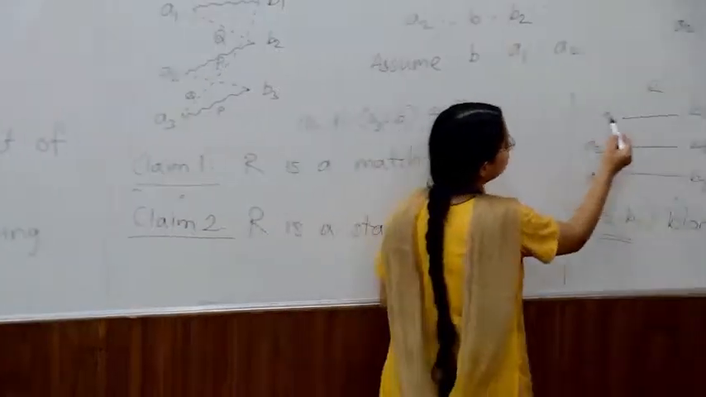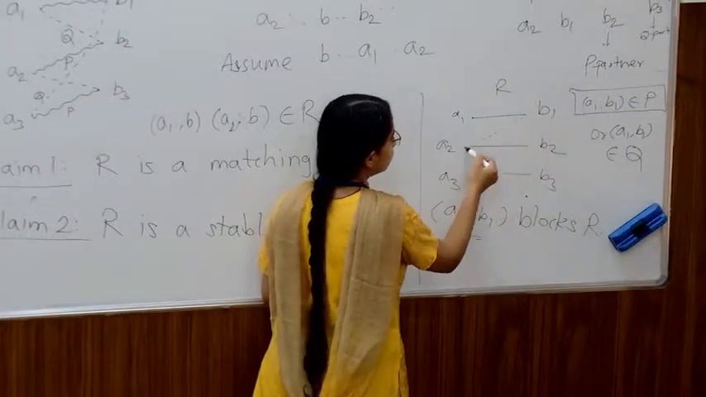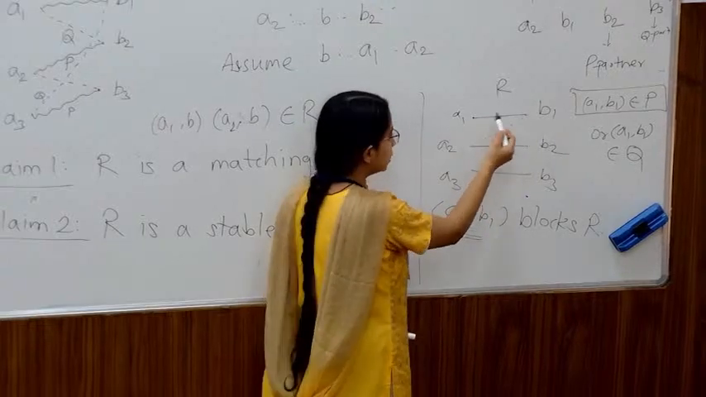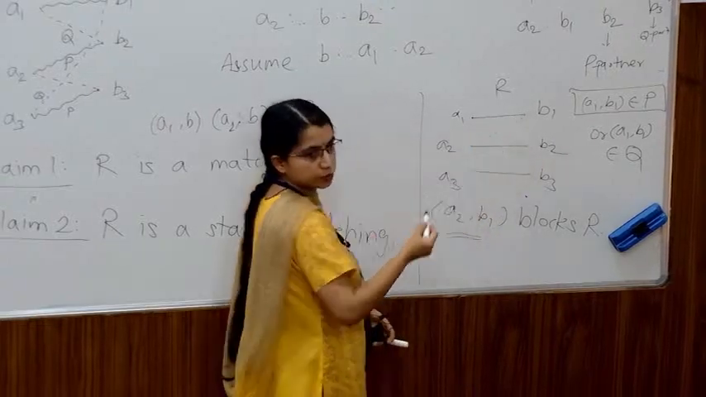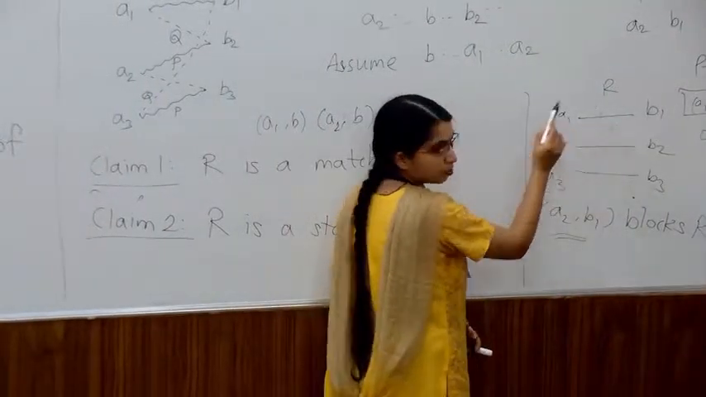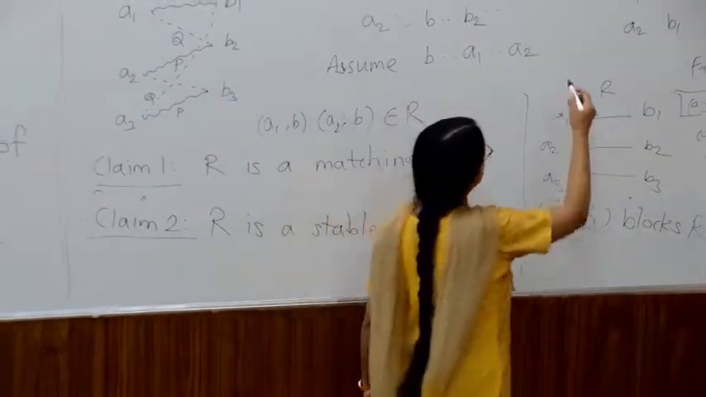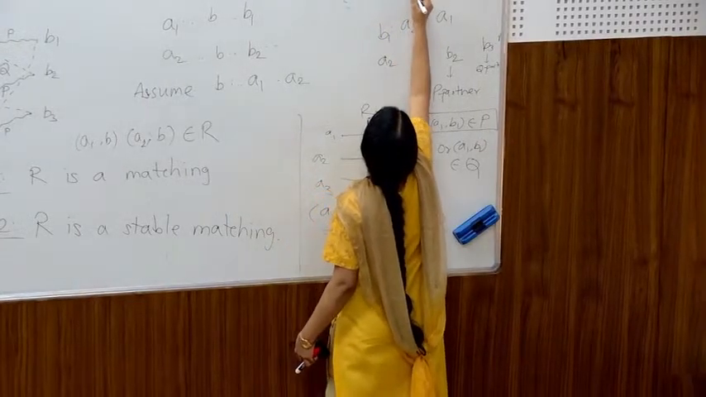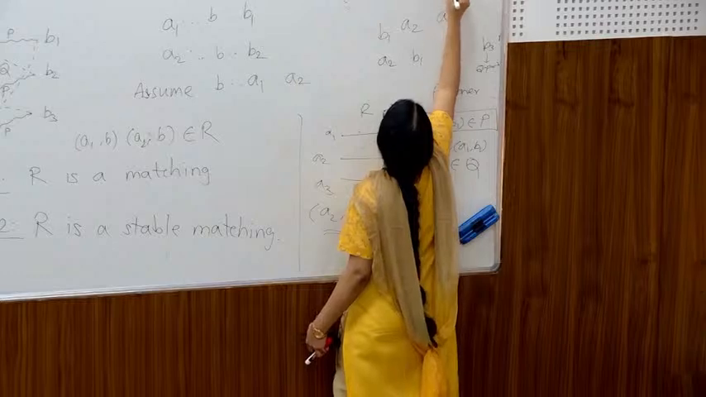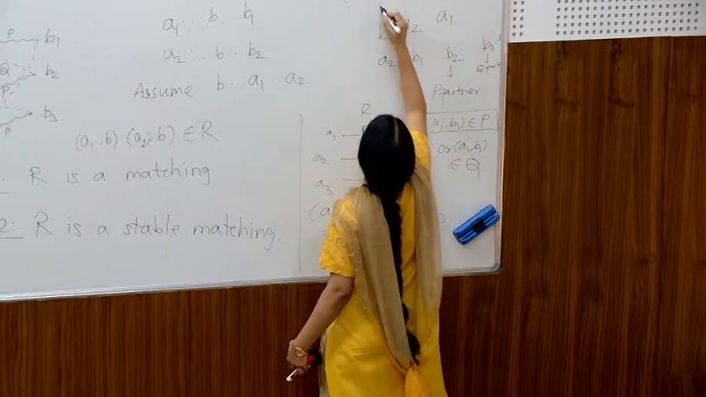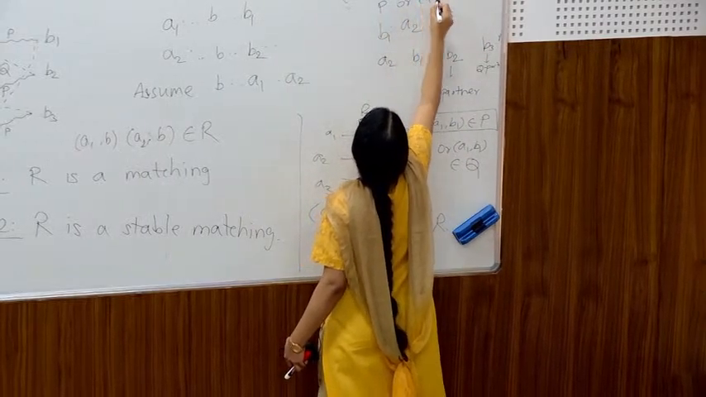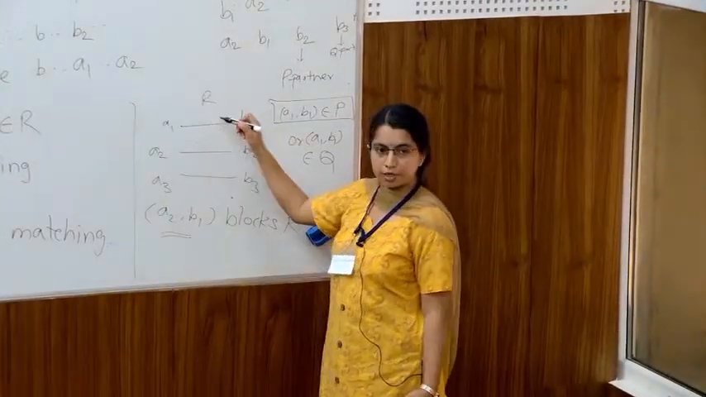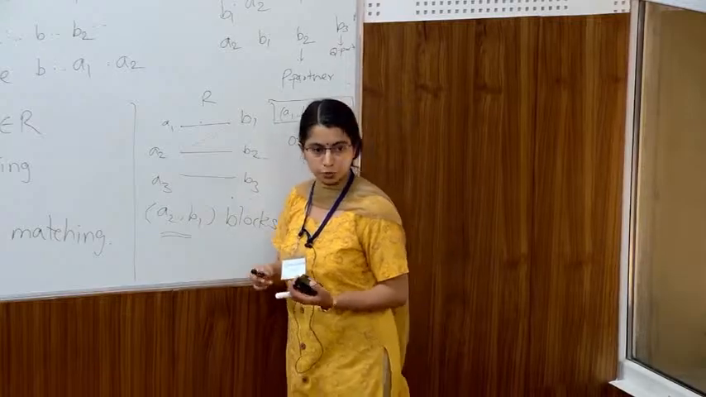Maybe this edge came from P, then we can say A2 B1 is a blocking pair with respect to P. If this edge came from Q, then we can say that A2 B1 is a blocking pair with respect to Q. It depends on where this edge came from. So A2 B1 must block either P or Q. And this P or Q depends on where the A1 B1 edge came from, whether it came from P1 or from P2.